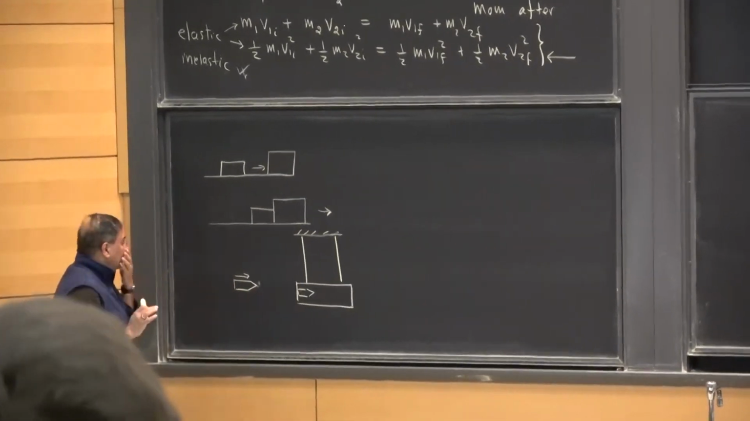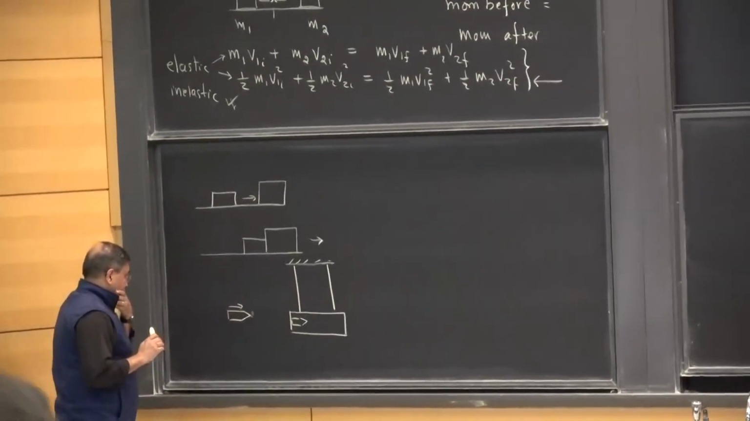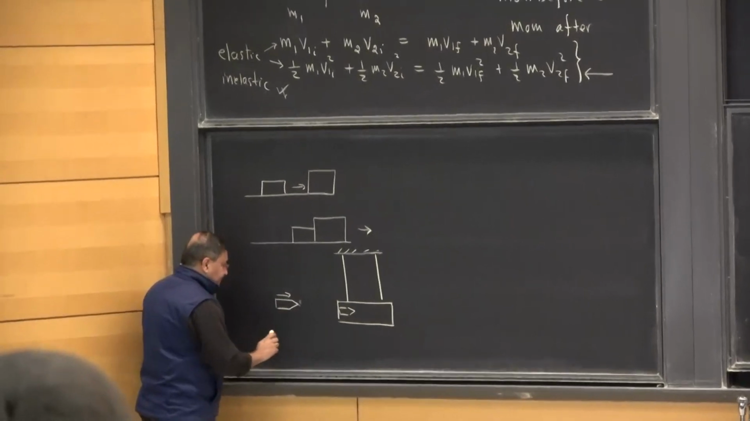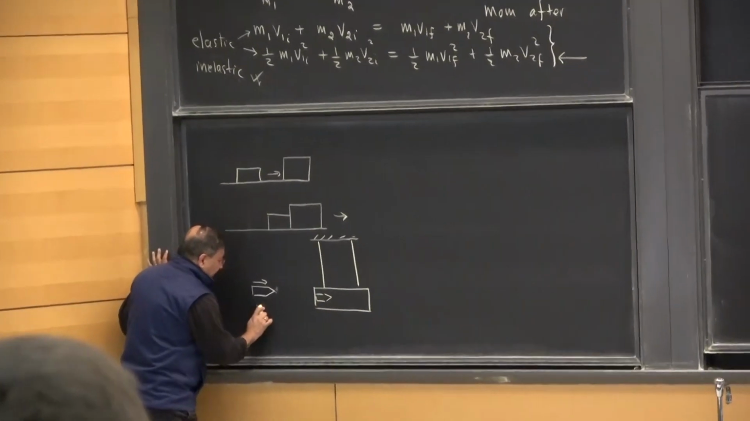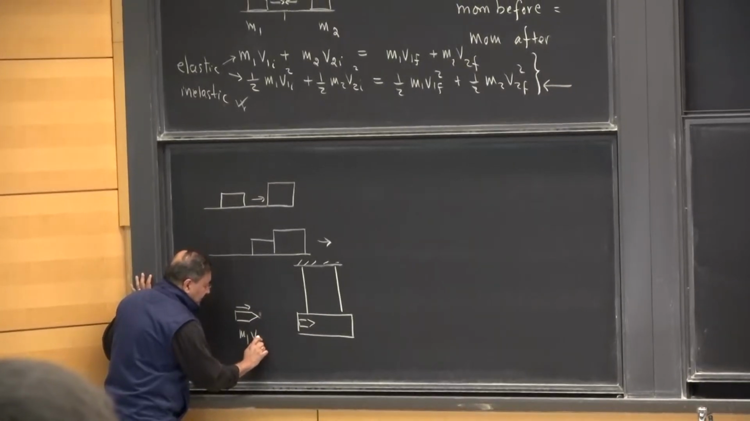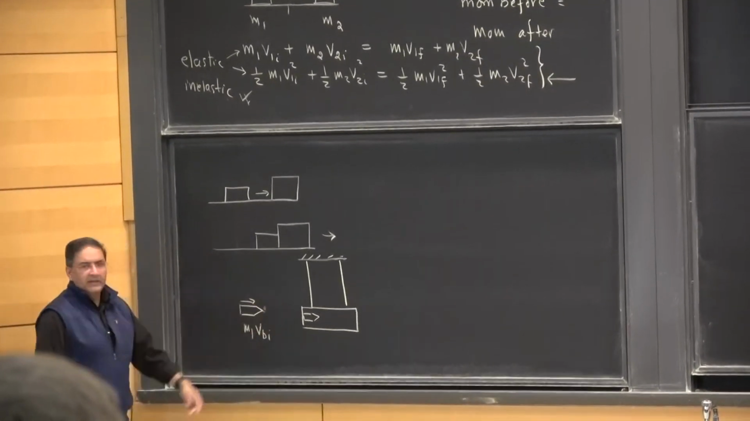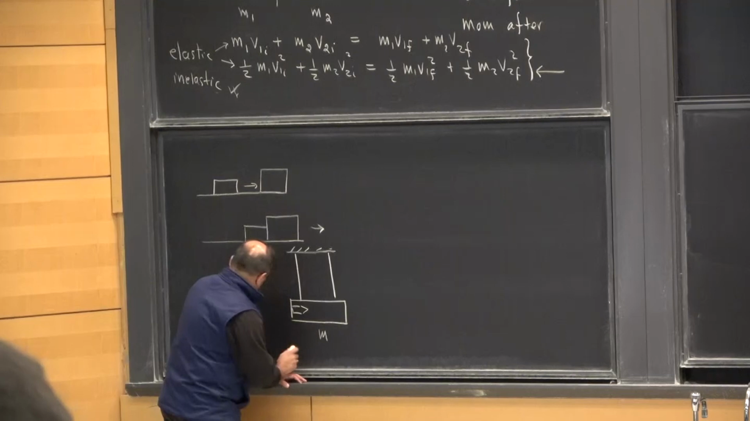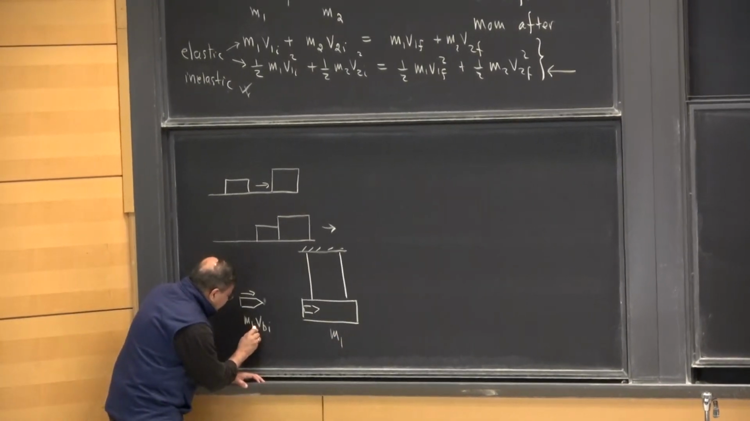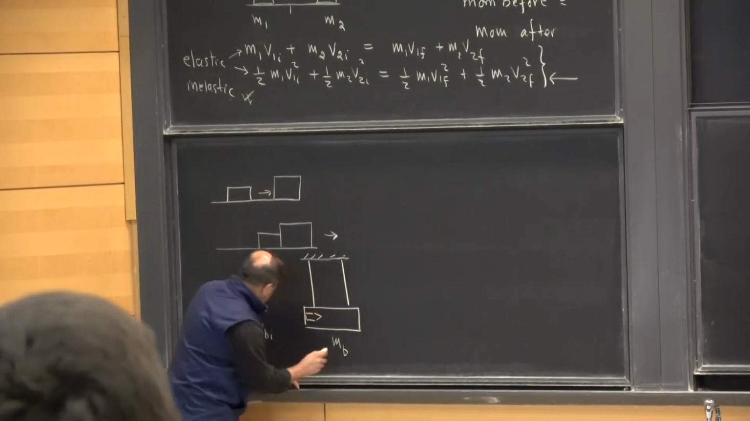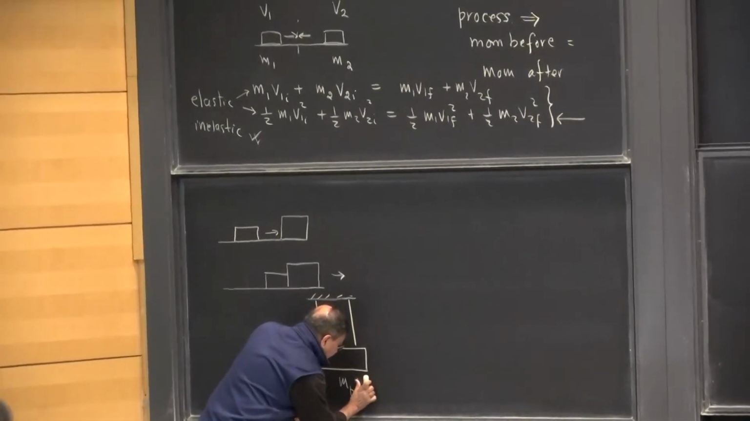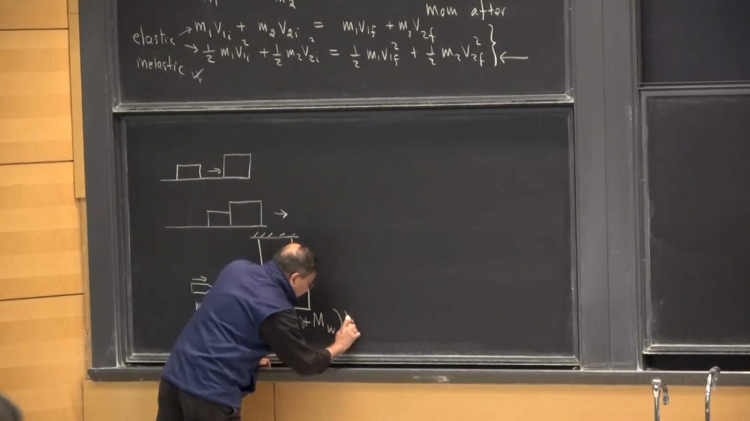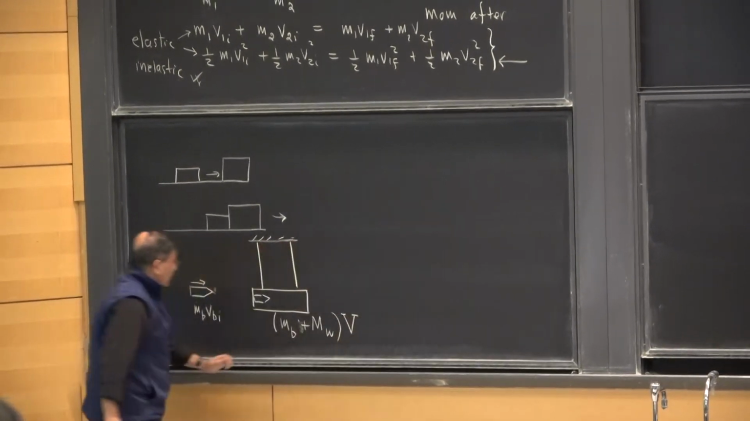But wait a minute, there's something interesting going on. So the momentum here, as the bullet's coming in, is simply m1 times, let's say, v bullet initial. This one didn't have anything going on. But after the collision, you have m1, which let's call mb, the bullet mass, okay? So you have the bullet mass, and you have the mass of the wooden block, let's call it mw. The two have gotten stuck together, and jointly they have some velocity v that they acquire now.